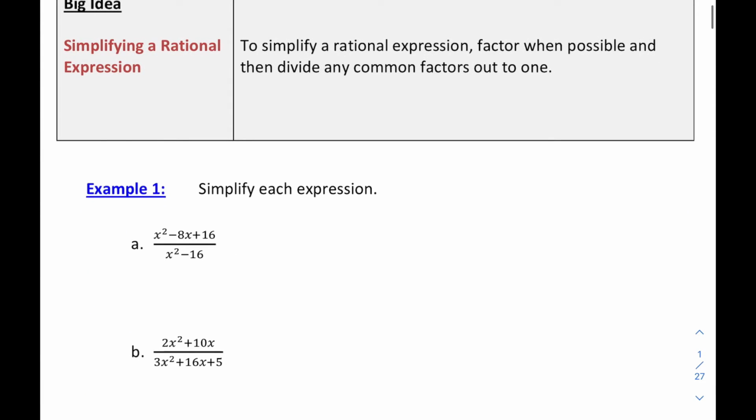So we're going to be simplifying a lot of rational expressions, which are basically fractions with variables in them. Just like numbers, if you have a common factor, you want to divide it out. So I can think of 18 as 3 times 6, and I can divide a 3 out of that to reduce it to 1/6.